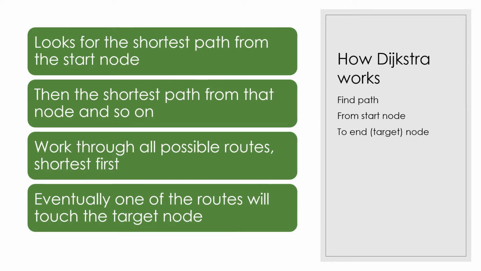The way that Dijkstra works is it looks for the shortest path outwards from a start node, and it keeps finding and recording the shortest paths outwards from the start node in all directions until one of its routes actually reaches the target node.